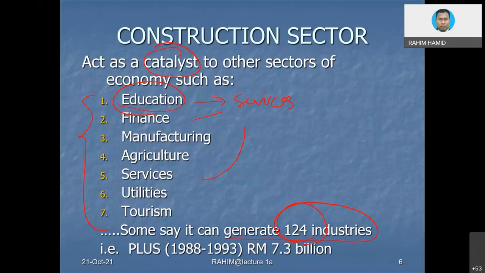And remember, the example that I'm giving you is basically the PLUS highway. PLUS highway is basically the North-South Highway, the main highway in Malaysia that runs for around, I think, 1,200 kilometers, from the northern part of Malaysia until Johor. We call it PLUS. PLUS Highway was built from 1988 until 1994 at a cost of 7.3 billion at that time.